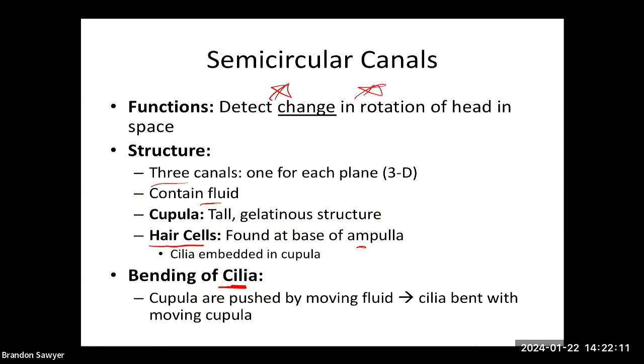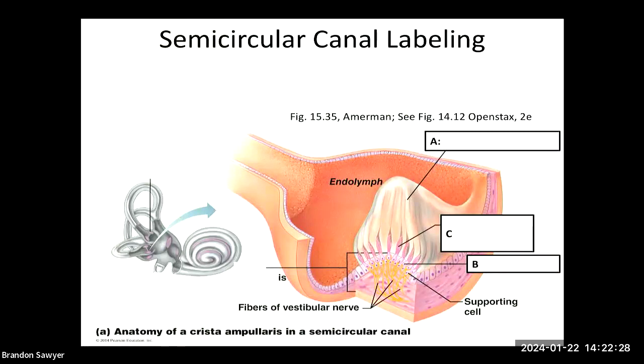So the bending of the cilia in this case is driven by that fluid actually moving around the canals. It kind of spins around the canals, okay? And then it moves that little thing that's sticking up, you'll see on the next slide, over as that fluid hits it. And then that bends the hair cells inside of that, okay? So we can just walk through this one together.